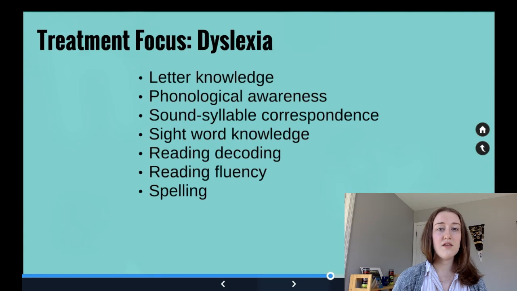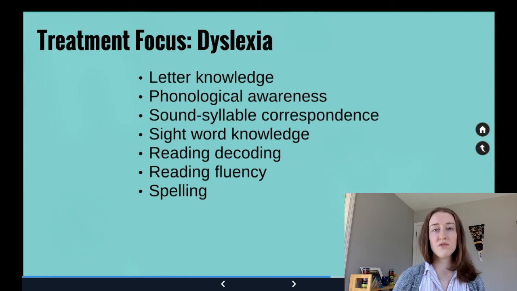Okay, so treatment focus for dyslexia includes things like letter knowledge, phonological awareness, which would include rhyming, segmenting, and blending words, and then awareness of sounds and syllables within words as well. And then they'll also work on sound-syllable correspondence and sight word knowledge, meaning that the child should be able to read a word without sounding out each letter.